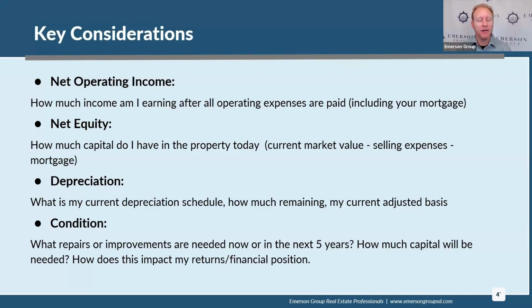Lastly, condition. What repairs or improvements are needed now or in the next 5 years, right? How much capital will I need? And how does this impact my returns and financial positions, right? Understand that if you're running a property and everything's been going great for 10 years, 15 years, you're likely going to have things coming up as far as kitchen improvements, bathroom upgrades, flooring, windows, roofing, landscaping, right? All those things come at a cost to your bottom line for your investment.